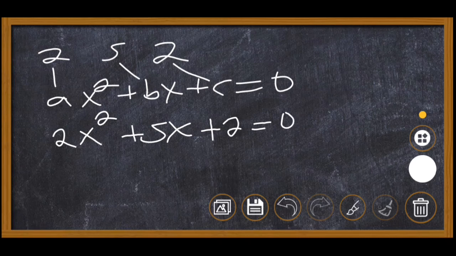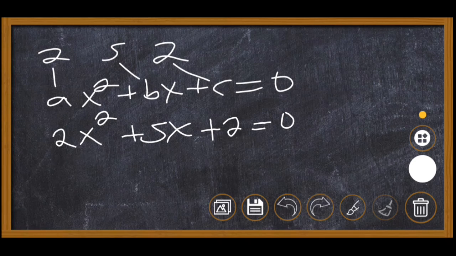Now that we have a quadratic equation, you can either use the formula method or the factorization method to solve this. Whichever method is good for you. You can also use the square method to solve it. However, in this video, I am going to use the factorization method. So how can we factorize this for us to solve it?